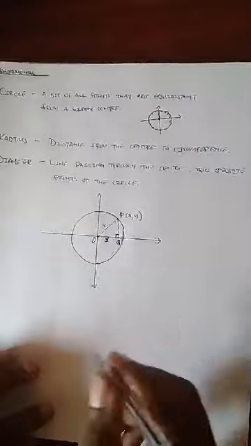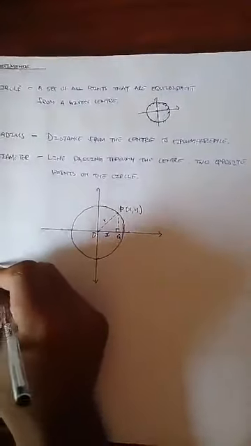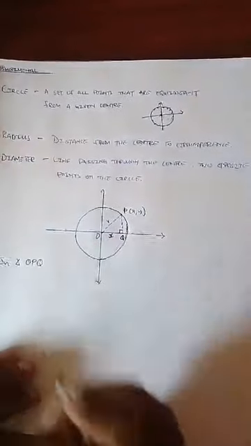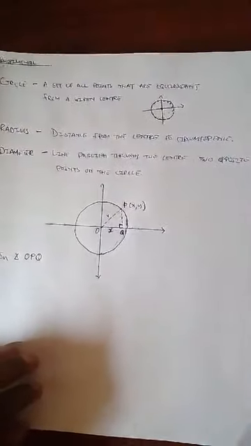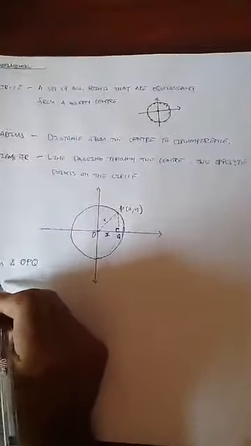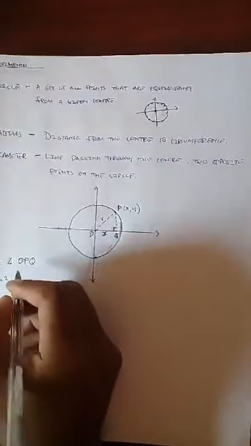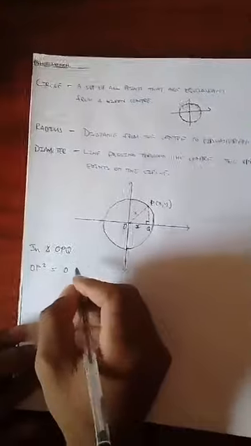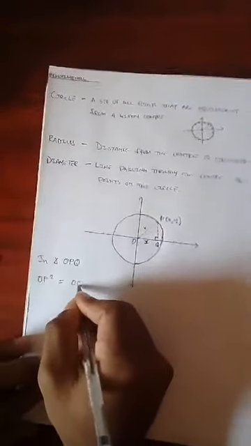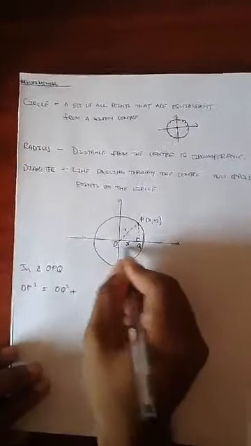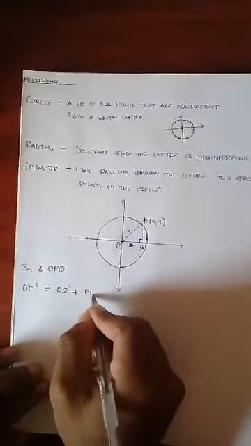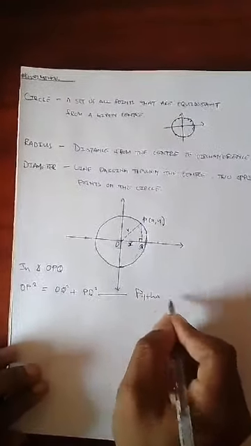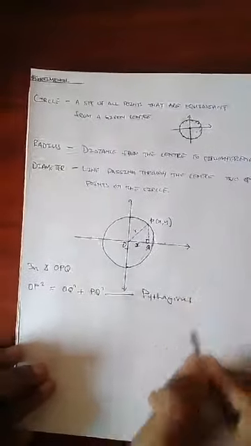And now I can ask you a simple question. I say, in triangle OPQ, what do we have? We have Pythagoras, as always. OP squared, which is R, should be OQ squared, which is that side, plus PQ squared. So this is our old Pythagoras, right?